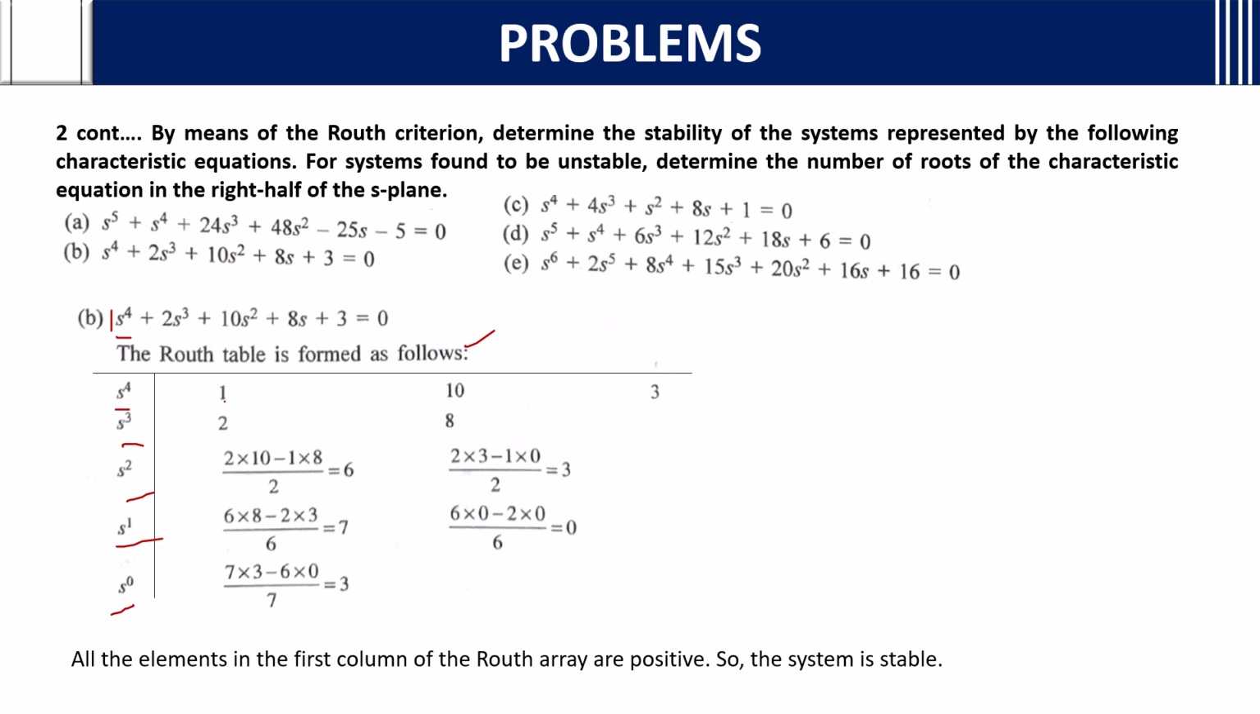Now we will come to the fourth row. 7 into 3 minus 6 into 0 by 7. So 21 by 7 is 3. Okay, you got the values. As you can see, all the first column are what? Positive values. 1, 2, 6, 7, 3. All are positive. So all the elements in the first column of the Routh array are positive. What does it mean? The system is stable. So we will see the next question.